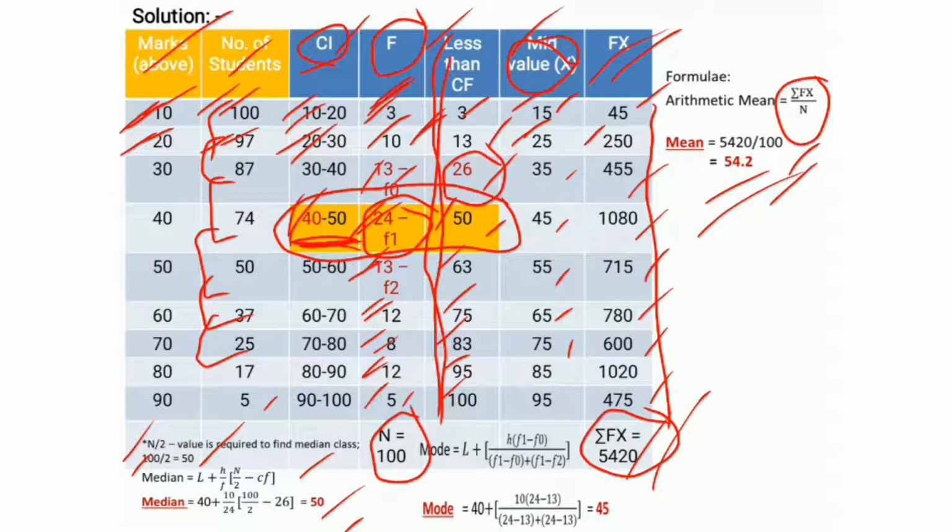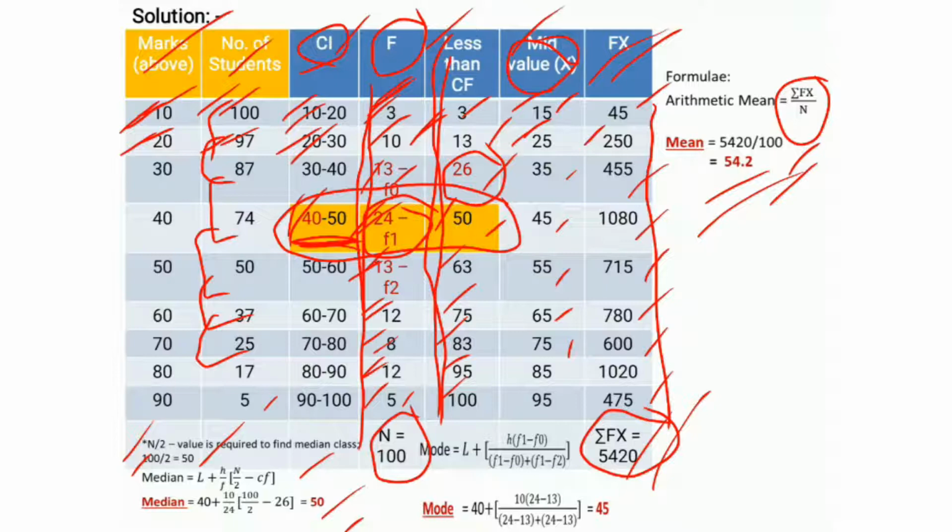The next step is how to find the mode. In order to calculate the mode, we need to identify the modal class. So how do we identify that modal class? You have to check the frequency column. In this frequency column, the values are 3, 10, 13, 24, 13, 12, 8, 12 and 5. The highest value is 24.